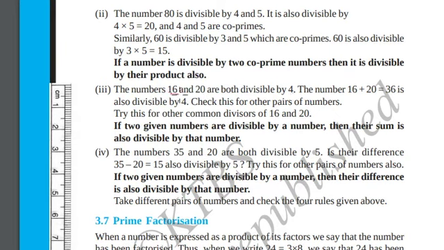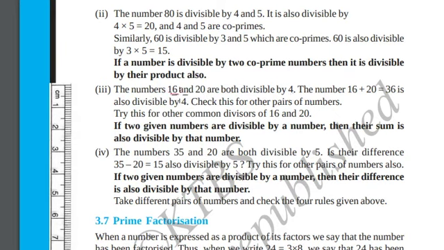If two given numbers are divisible by a number, then the difference is also divisible by that number. This is similar to what we saw in the previous point. The numbers 35 and 20 are both divisible by 5. We can divide 35 by 5 and we can also divide 20 by 5. Their difference is 15. 15 is also divisible by 5.